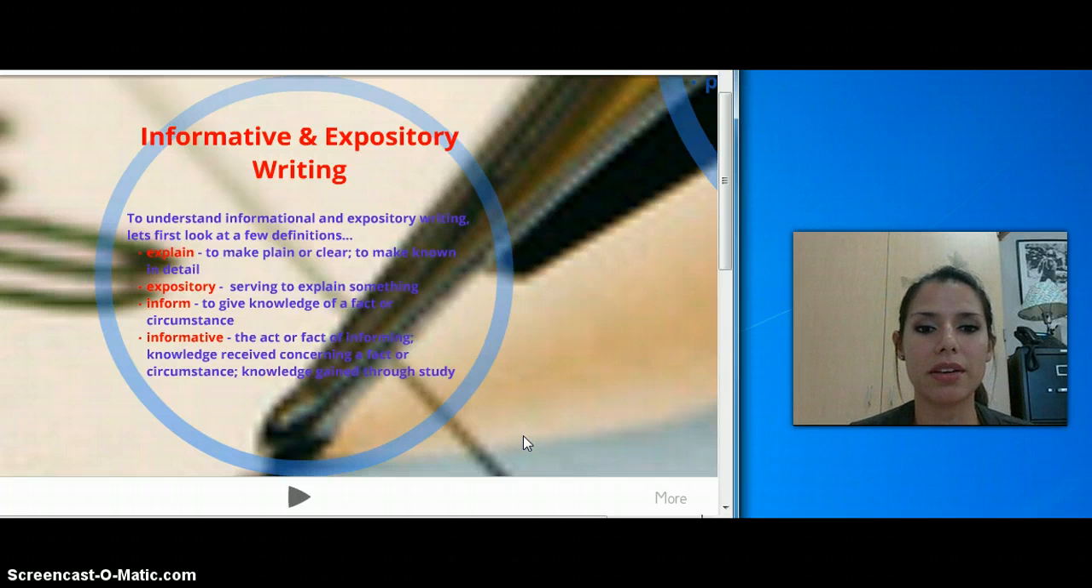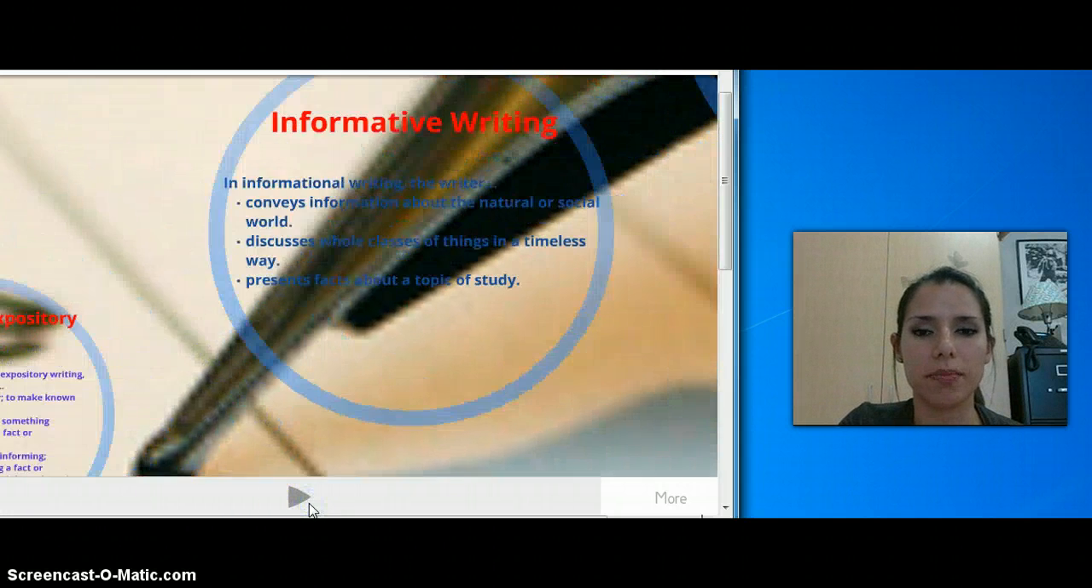So to understand informative and expository writing, let's first look at a few definitions. Let's break it down into the root words. With expository, your root word is explain, which means to make plain or clear or to make known in detail. Therefore, expository writing is serving to explain something. Your root word of informative is inform, which means to give knowledge of a fact or circumstance. Therefore, informative writing is the act or fact of informing: knowledge received concerning a fact or circumstance, knowledge gained through study. So expository and informative are very closely related and sometimes interchangeable, but they're slightly different, which we're going to see in just a minute.